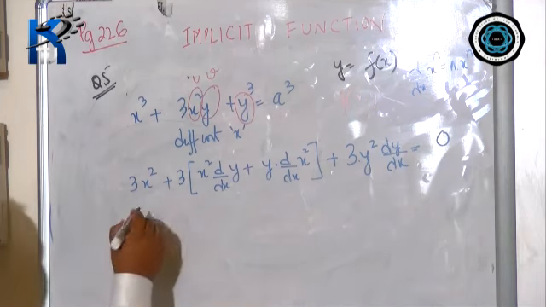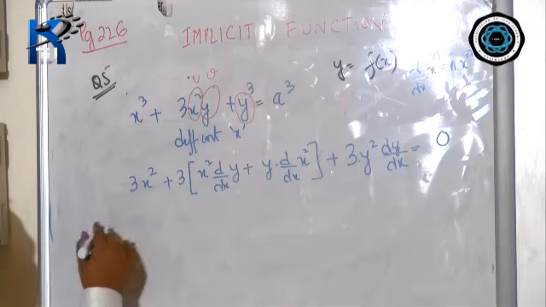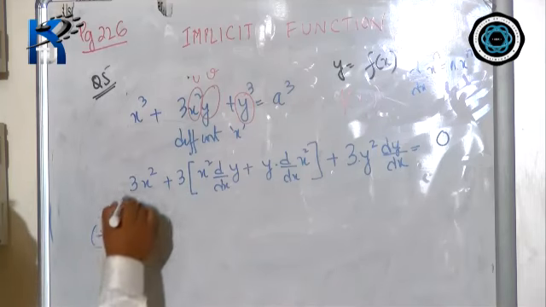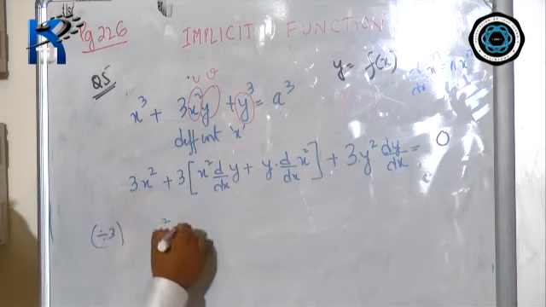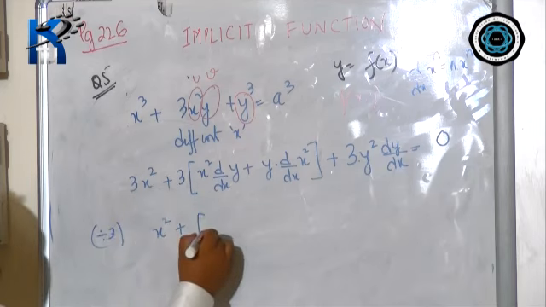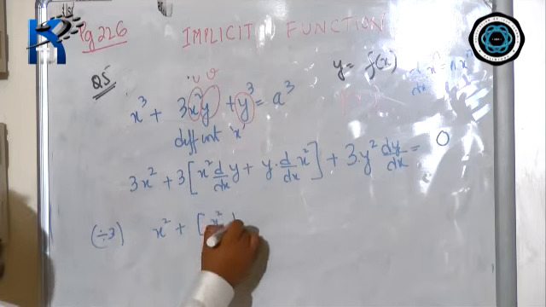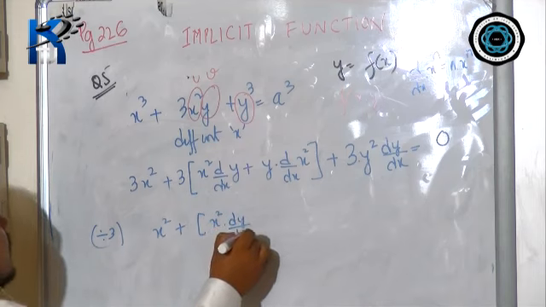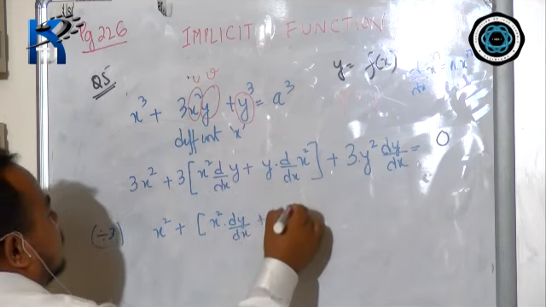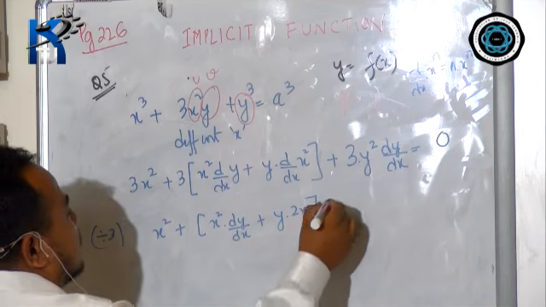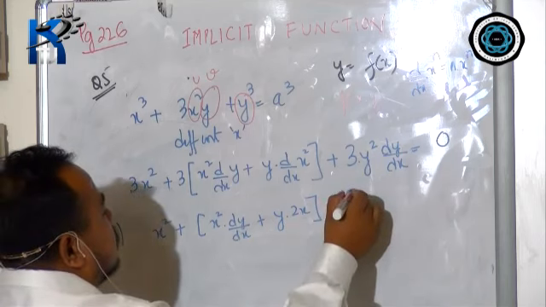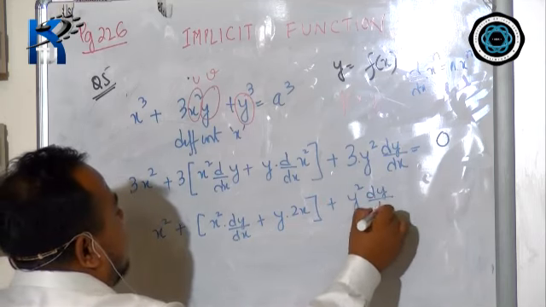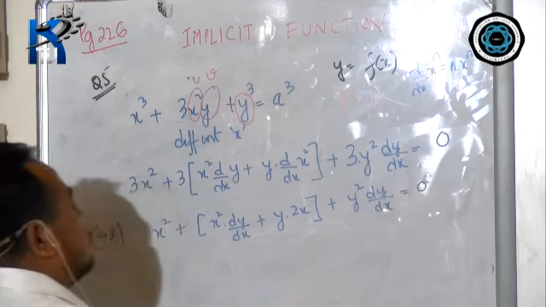Now let me simplify this further. I can clearly divide everything by 3. So when I divide everything by 3, what do you get? x square plus x square as it is. What's the differentiation of y? It is dy by dx plus y. What's the differentiation of x square? It is 2x plus 3 gets divided. So you get y square dy by dx equal to 0.